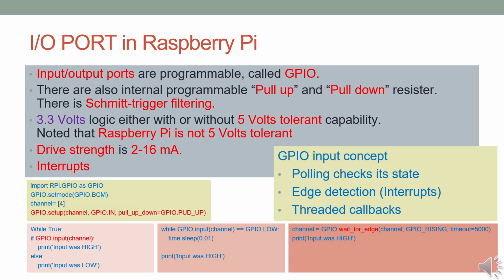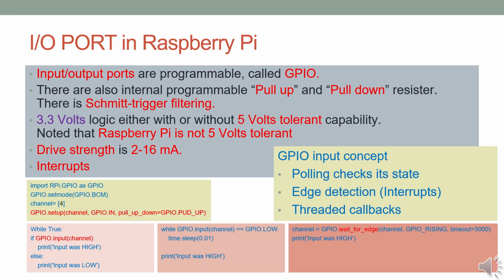For example, to use BCM numbering, we write GPIO.setmode(GPIO.BCM). We can then configure GPIO pin 4 as an input with an internal pull-up resistor: GPIO.setup(4, GPIO.IN, pull_up_down=GPIO.PUD_UP). This command sets pin 4 as an input and enables the internal pull-up resistor. This eliminates the need for an external pull-up in many cases, simplifying circuit design.